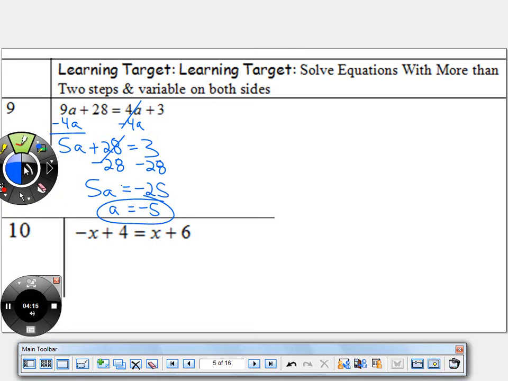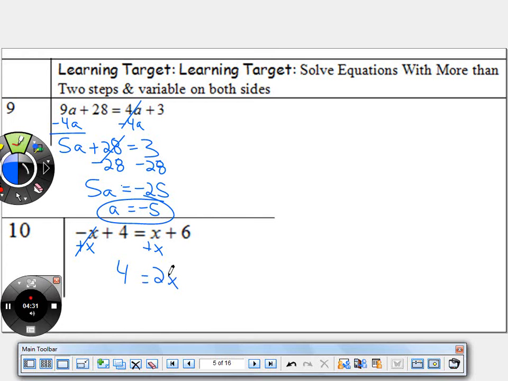Okay? Number 10. We need to get the x's together. So this already says negative x, so let's add the x to both sides. So we add x to both sides, that cancels out. 4 equals, this will be 2x plus 6, subtract 6. 2x equals negative 2, and then divide both sides by 2, and so we get x equals negative 1.